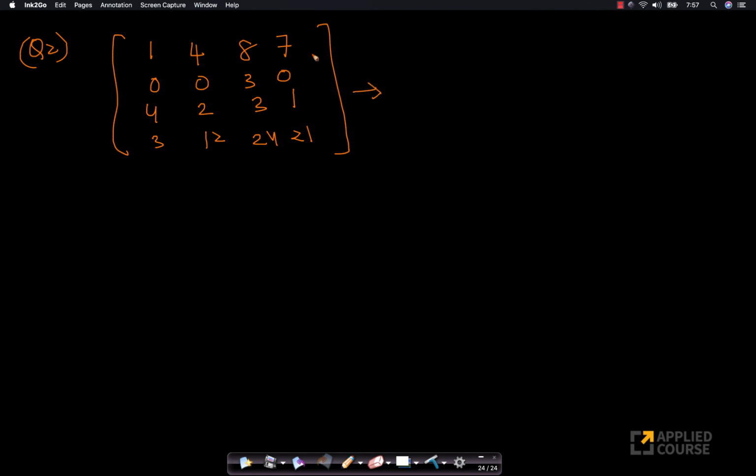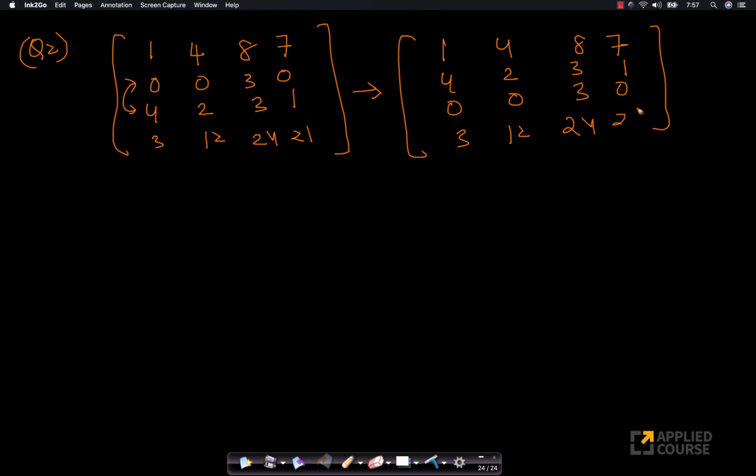Let's actually start solving it. Again, let's keep the 1, 4, 8, 7 at the top. Now I want to make the rest of them equal to 0. First let's simply swap these two. So what do I get now? In the third row, I get 0, 0, 3, 0. I'll show you how to do it very fast. My second row is still here, 4, 2, 3, 1, because anyway I need two zeros here. Then I have 3, 12, 24, 21.